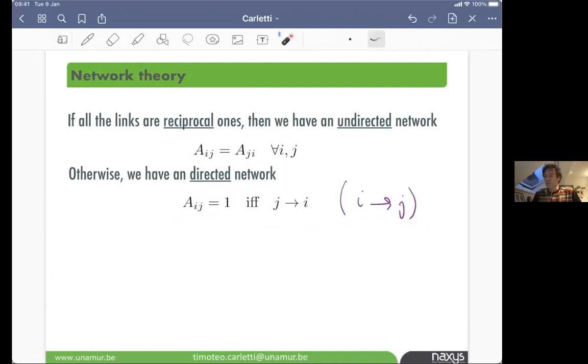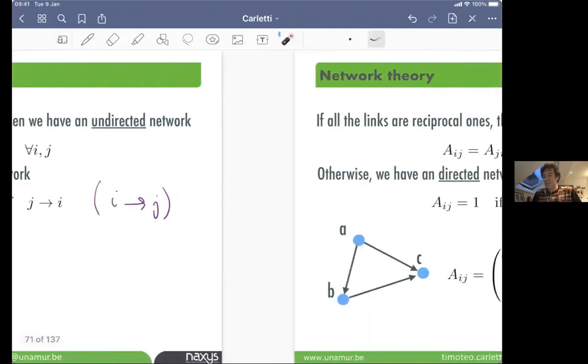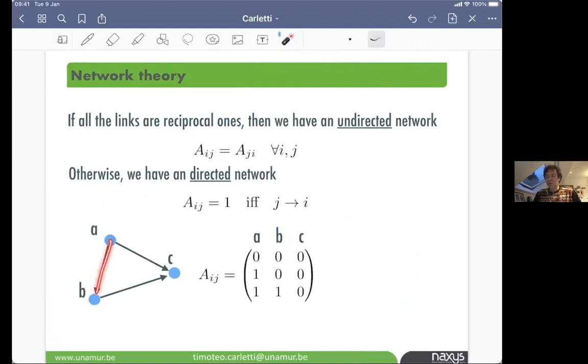So in this case, you have a directed network. In my example, here I have A, which points to B, and A points to C. And now I add this link, B points to C. So again, Aij is 1 if and only if J is pointing to I. You observe that you only have 1 here and here because A is pointing to B and to C, and you have a new one here because B is pointing to C. Straightforward. I will not insist any longer.